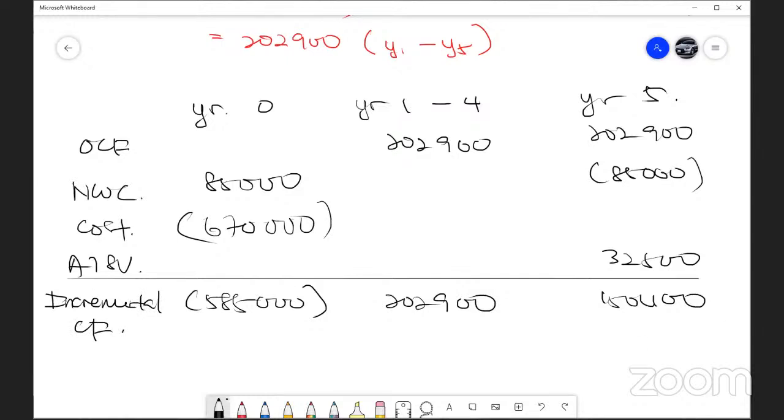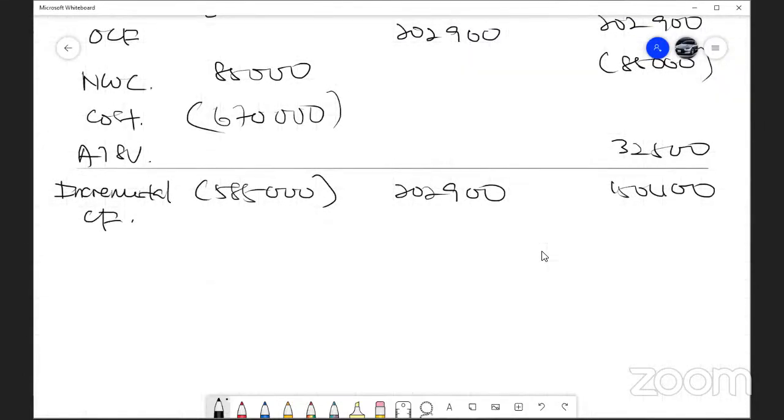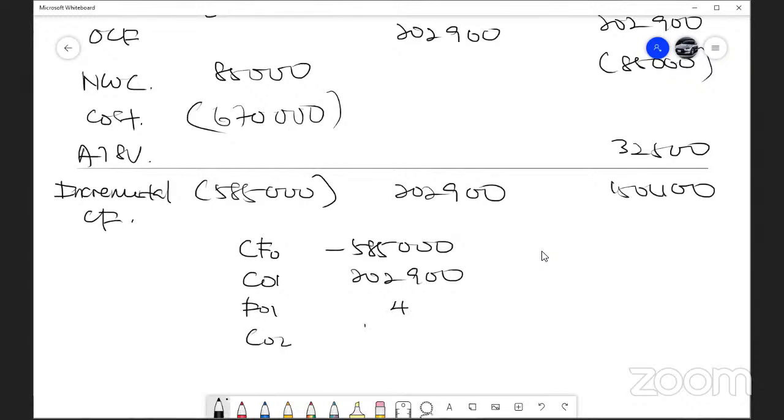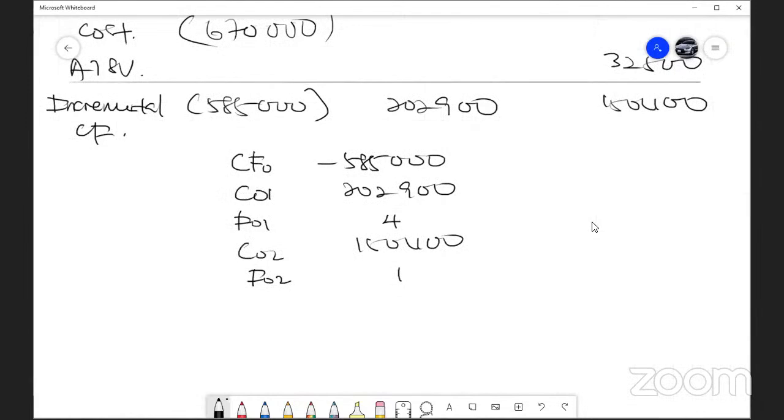So they never give you your IRR. If you use a financial calculator, this one must use a financial calculator. If you use a scientific calculator, you're going to do trial and error. It's going to take a very long time. So with the financial calculator, CF0 is negative 585,000. Just key in C01, 202,900. F01, times 4, repeat 4 times. C02, 150,400. F02, 1. Straight away click compute IRR.